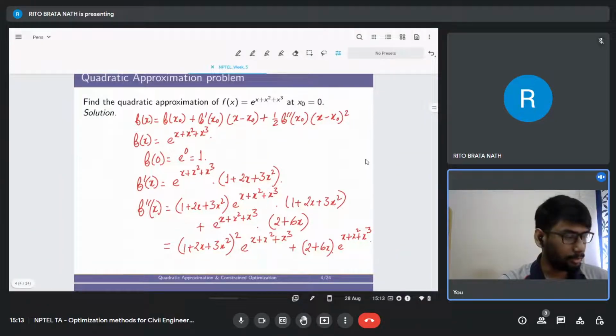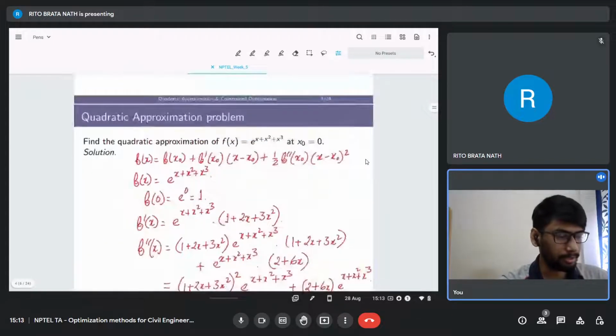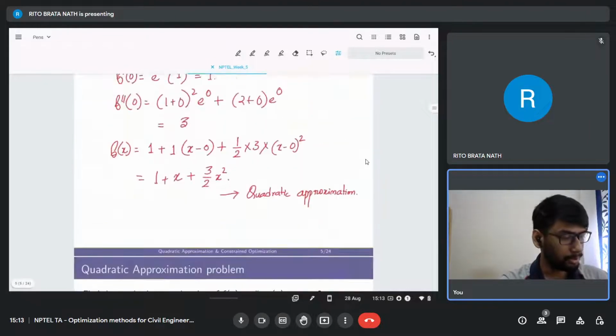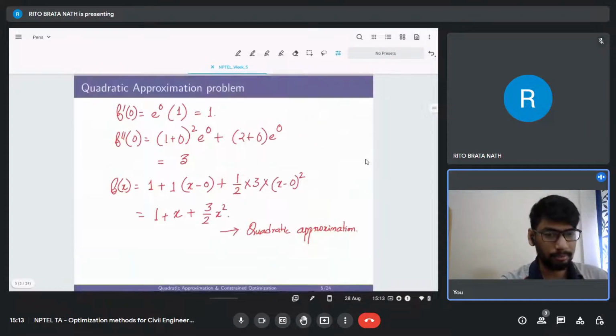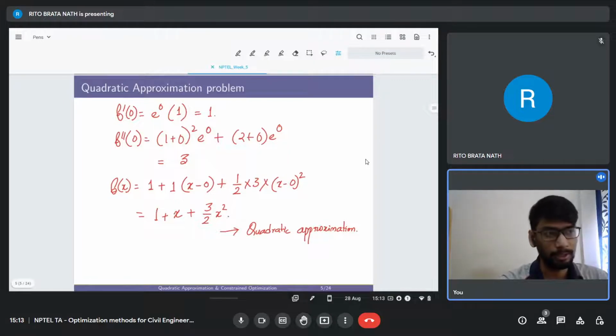As you can notice, if you put x naught equals 0, or x equals 0, this function takes a value of 1 at that point. Here also, if you put x equals 0, you can notice that that function takes the value 1 at that point. So you're approximating that function at that point, so the function value matches the original one at that point, but it deviates at other points. It's not the perfect approximation that you can achieve, because one is an exponential function, the other is just a quadratic function.